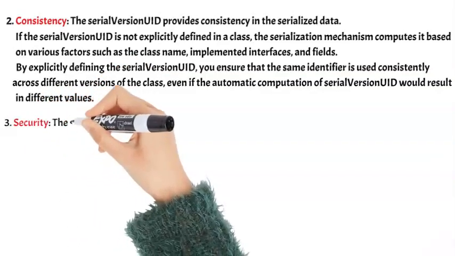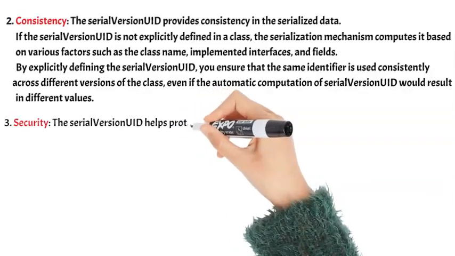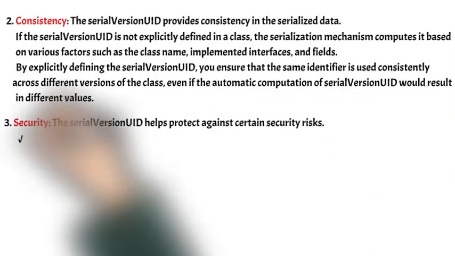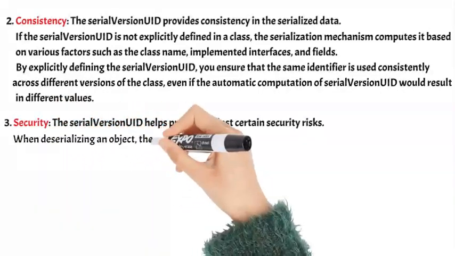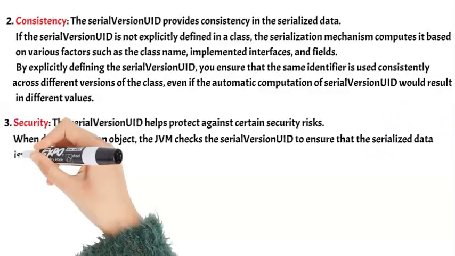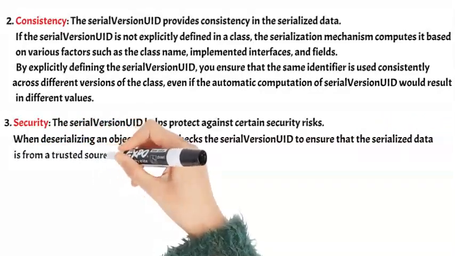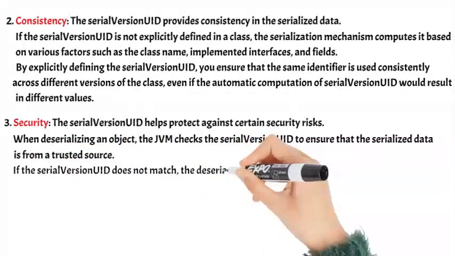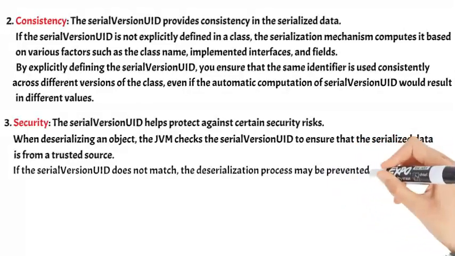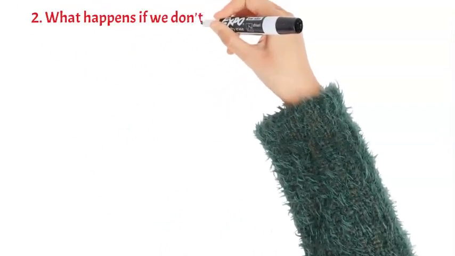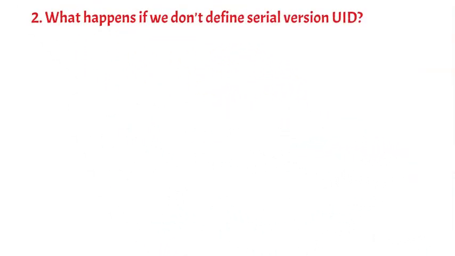3. Security. The serial version UID helps protect against certain security risks. When deserializing an object, the JVM checks the serial version UID to ensure that the serialized data is from a trusted source. If the serial version UID does not match, the deserialization process may be prevented to avoid potential security vulnerabilities.